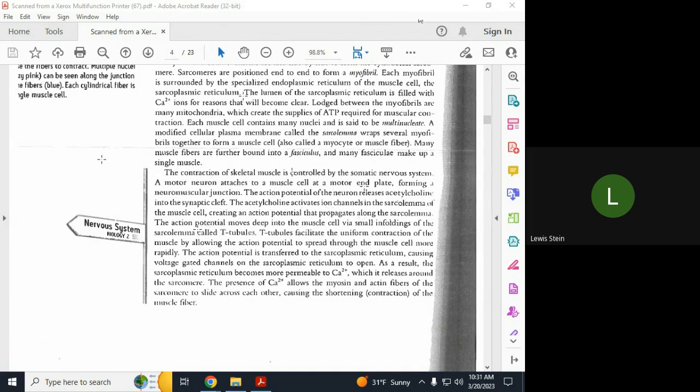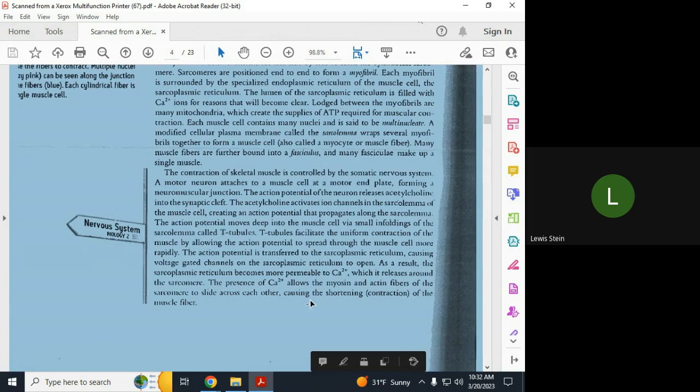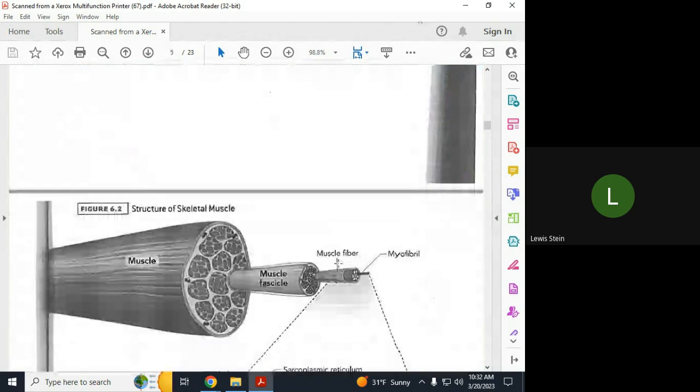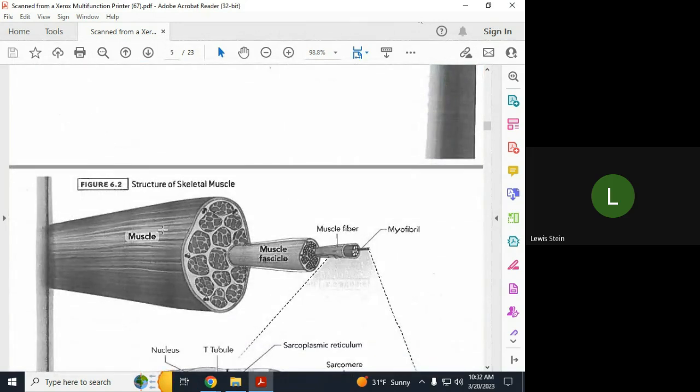So here's what they're talking about: action potential, T tubules, uniform contraction, spread through the muscle rapidly, transfer to the sarcoplasmic reticulum, voltage gated channels open, more permeable to calcium, which releases calcium onto the myosin and actin. You don't have to necessarily go into it in the same degree of detail I did, but to understand the process, this is what I was alluding to before. Here's the muscle, here's the fascicle, here's the fiber, and the rods, this being stuffed with rods. It's like that plastic package of pasta, not the box.